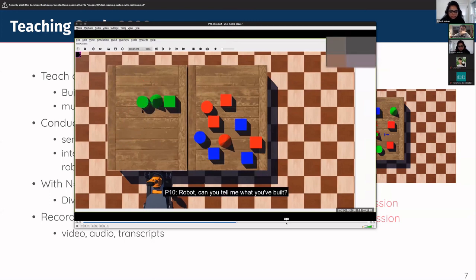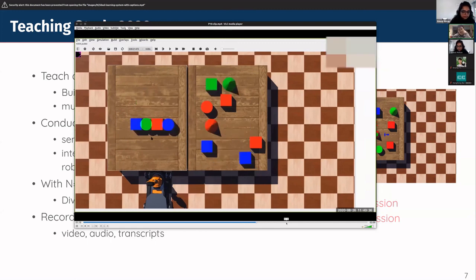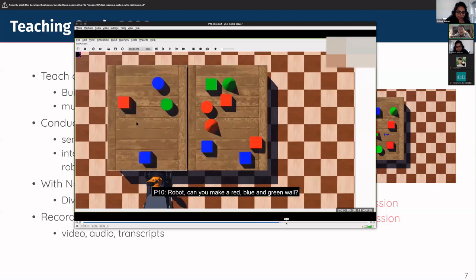Robot, can you tell me what you've built? This is a green wall. Robot, this is a red, blue, and green wall. I have learned an example of red, blue, and green wall. Robot, can you make a red, blue, and green wall? Okay, I am taking control of the mouse.